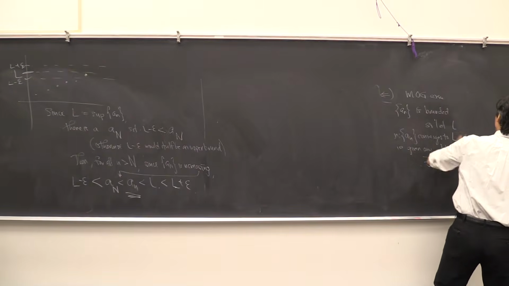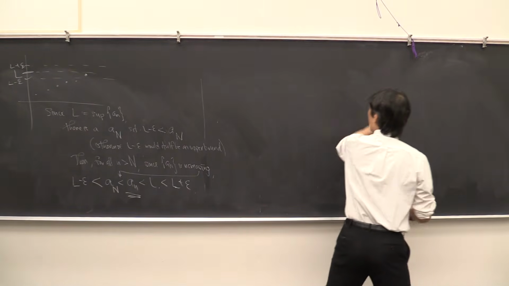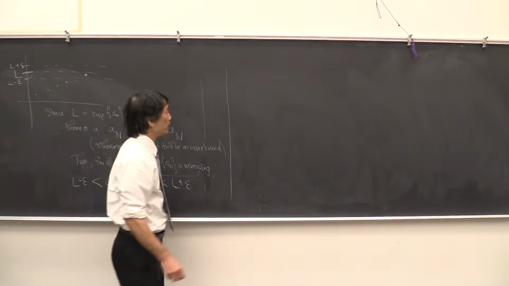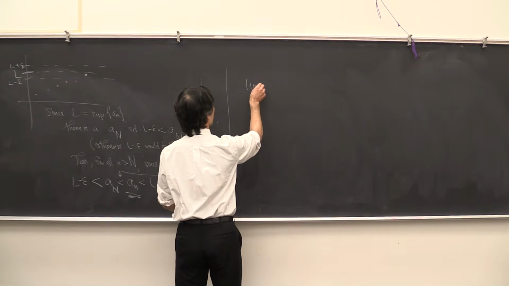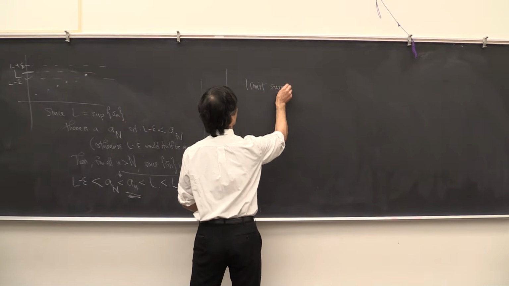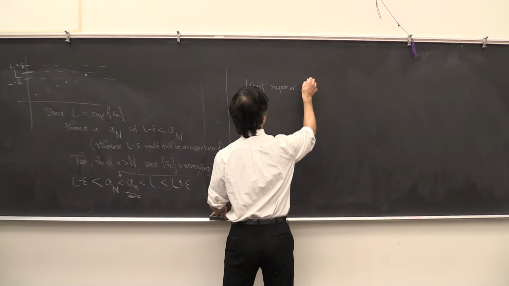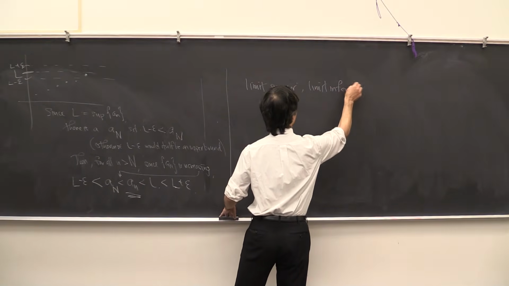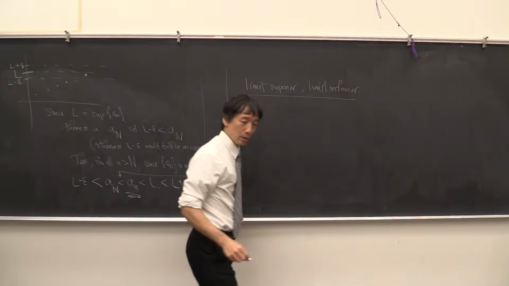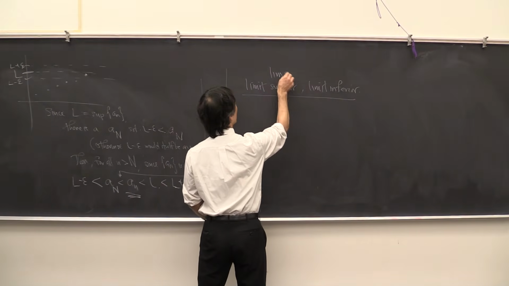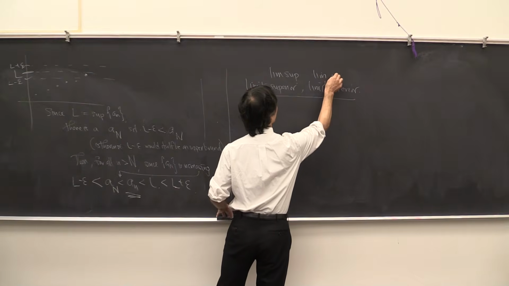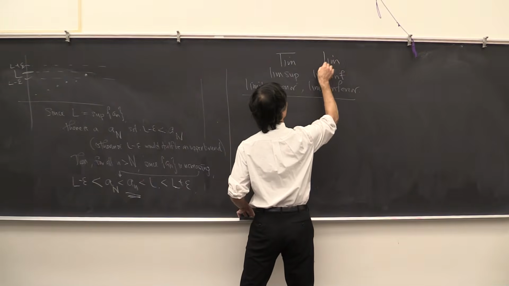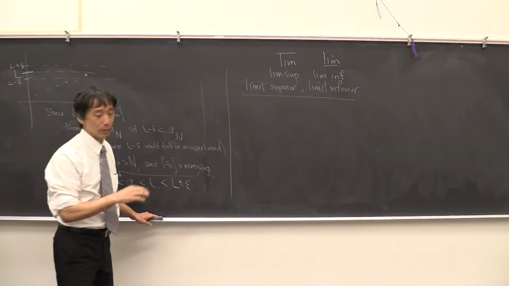Okay, so now we're going to introduce a useful variation on the notion of limit. There are two things. They're called the limit superior and the limit inferior. Usually we call it lim sup, and then lim inf. It's sometimes written like this: lim with a bar over it, lim with a bar under it. Okay, those are all the same thing.